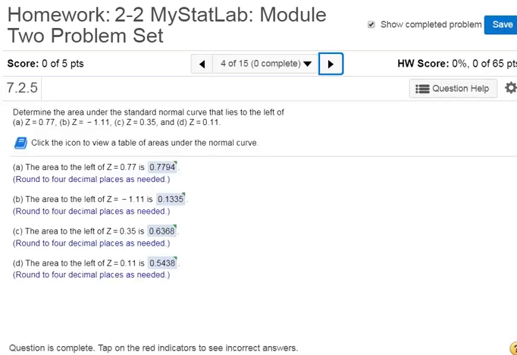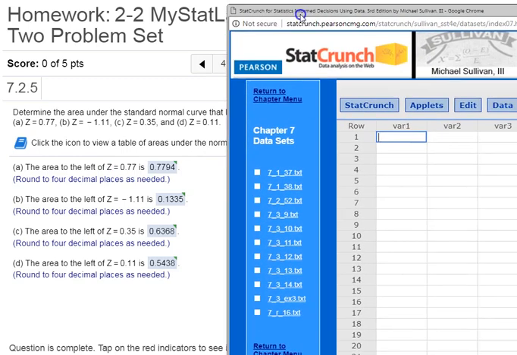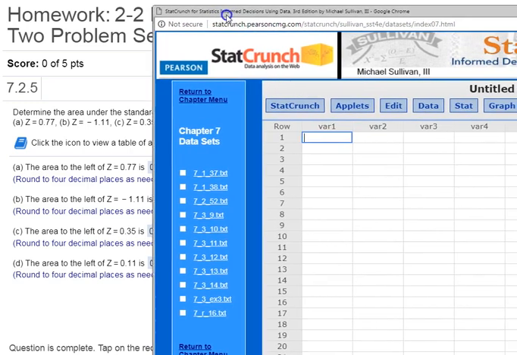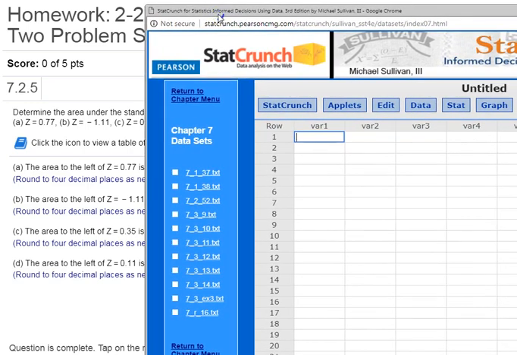Number four is about finding the area under the standard normal curve that lies to the left of certain z values. Anytime we have a normal distribution, we can find a z value, which measures how far away a data value is from the mean, relative to how large the standard deviation is. A z value of 0.77 means that the data value is 0.77 standard deviations away from the mean.